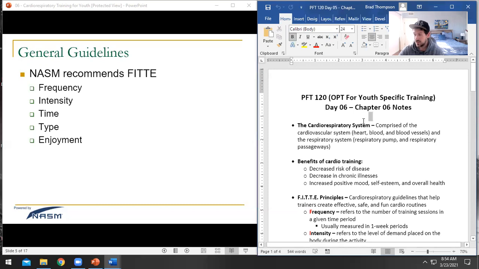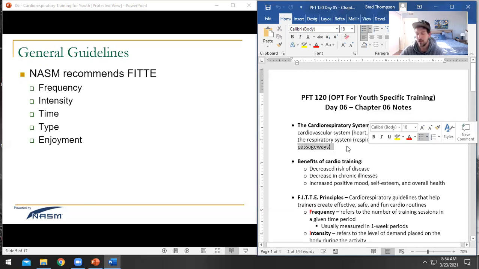Looking at the cardiorespiratory system, just by definition here, because I always like to have a definition at the top, right? It's going to be comprised of your cardiovascular system, that's your heart, blood, and blood vessels, and your respiratory system, which is your respiratory pump and all of your respiratory passageways. So when you think about the cardiovascular side of things, that's your heart, which is definitely going to get strengthened by performing cardio exercise, right?